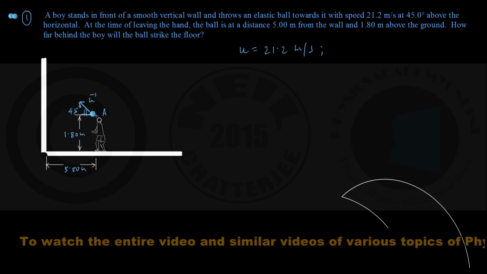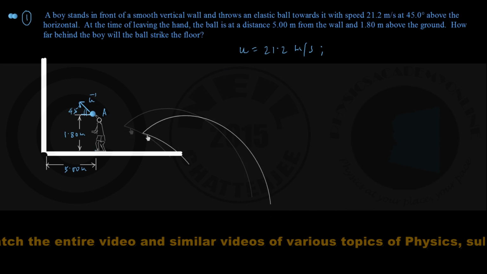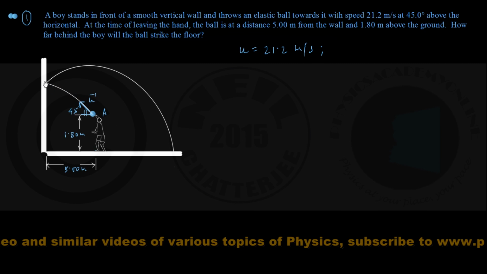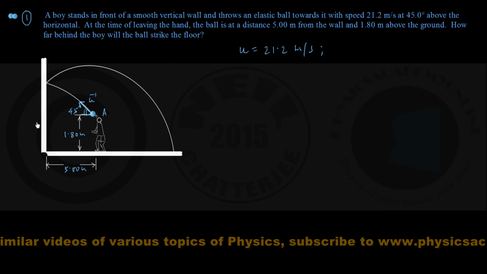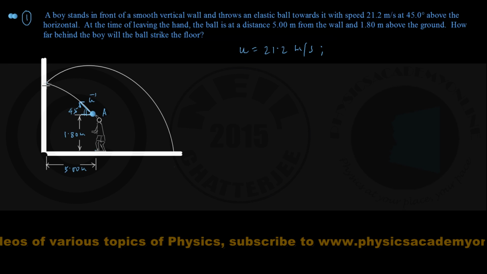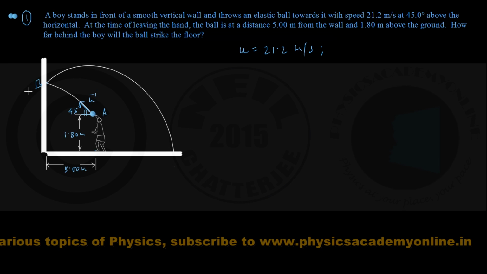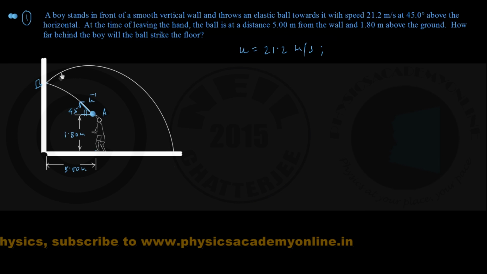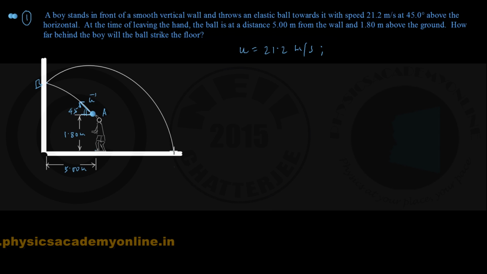After the ball is thrown, it follows the parabolic trajectory of a projectile and hits the vertical wall, say at the point B. It rebounds from the wall and then follows some other parabolic trajectory, also of a projectile, to eventually hit the ground at the point C behind the boy. We are supposed to find out the location of this point C with respect to this boy. That is the question here.